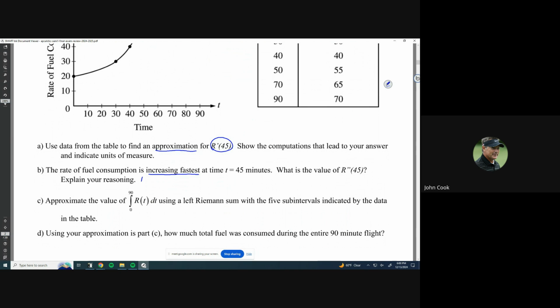So I'd say something like this for this problem: increasing fastest at the inflection point.